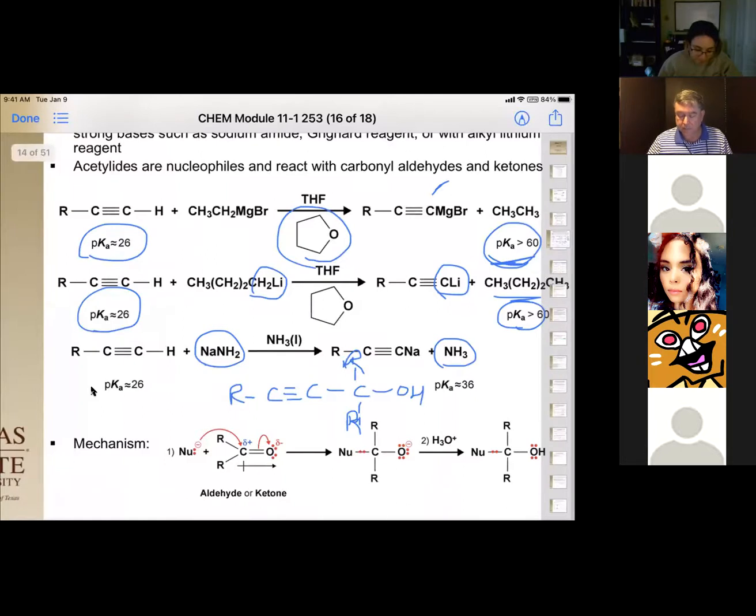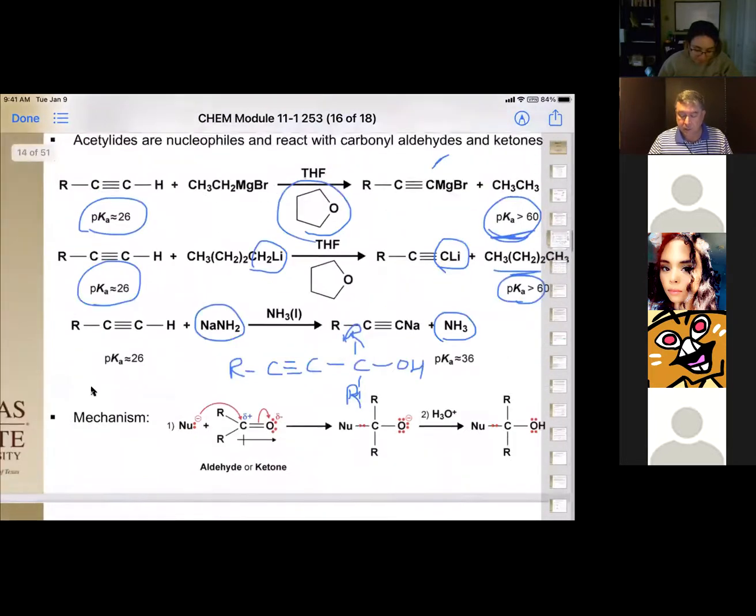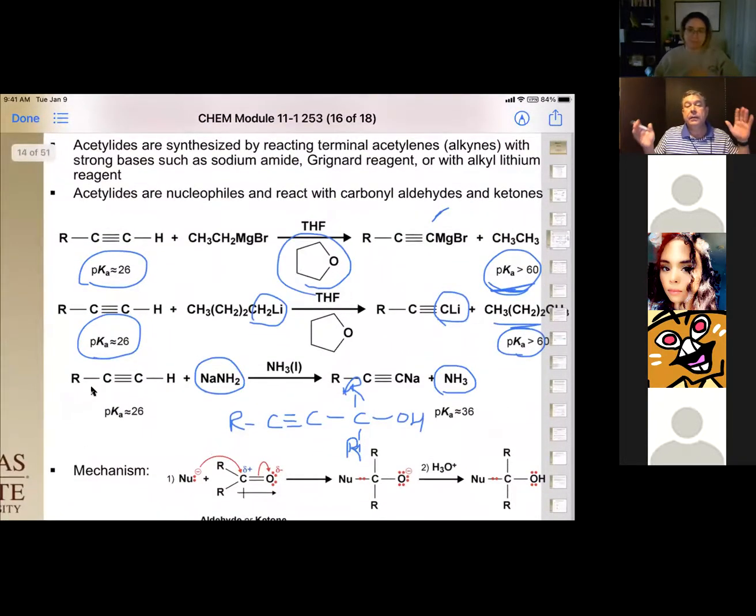All right. Questions on using these metal reagents as nucleophiles?